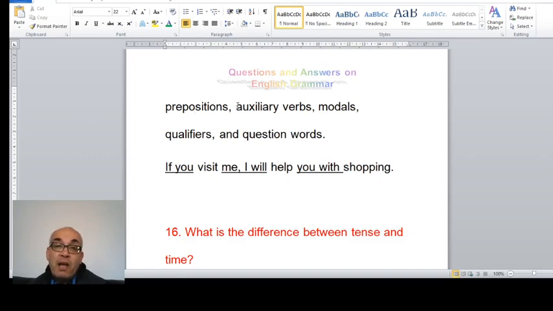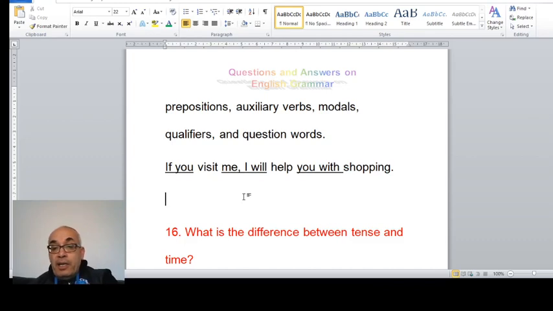Auxiliary verbs: am, is, are, was, were, have, has, had, do, did, done, etc. All these ones, will, would, can, could. Again, these are function words. They are not really as important as the content words. So function words have little meaning. Modals, again: may, might, will, would, etc. Qualifiers, again, these are like adjectives. And question words like what, when, where.